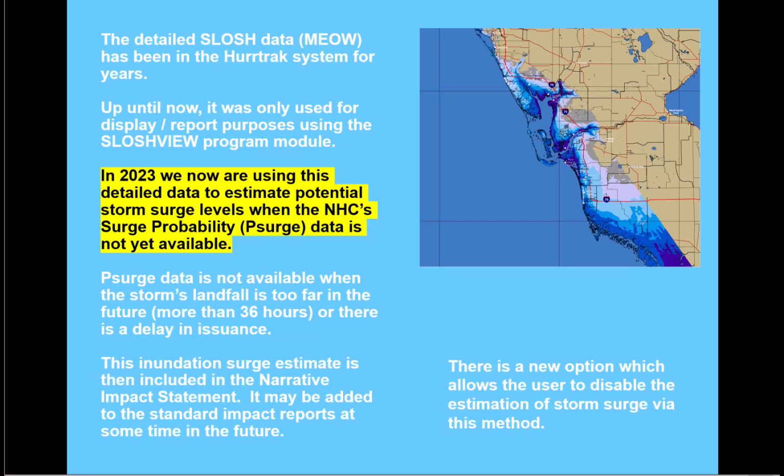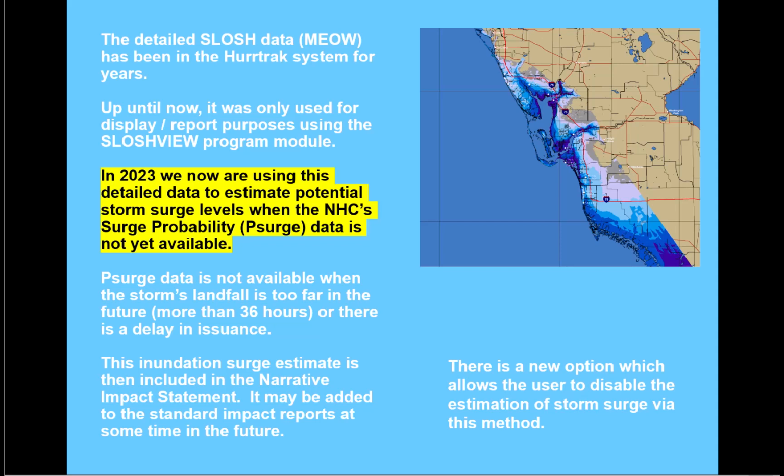However, when the data is not available, there was really no estimate of storm surge for our locations. So for example, it's not available when the storm's landfall is too far out in the future, more than 36 hours, or sometimes there's a delay in the issuance of the P-surge data. Right now, this surge estimate is only included in the narrative impact statement, and it may be added to the standard impact reports at some time in the future.